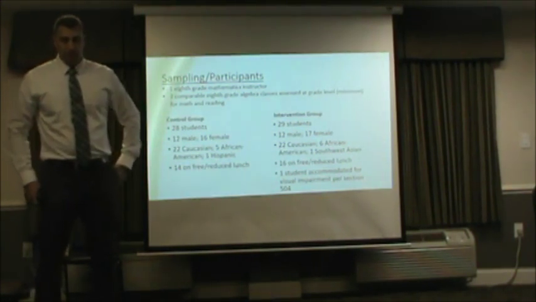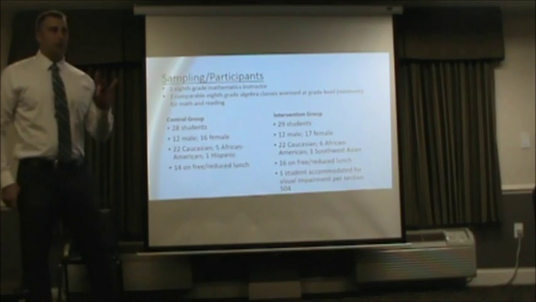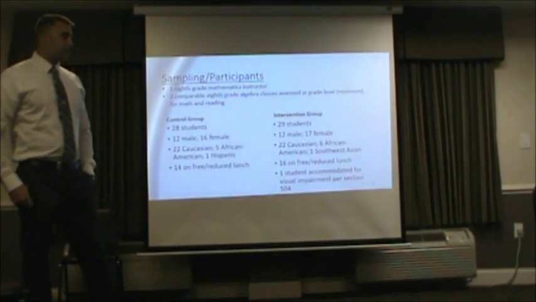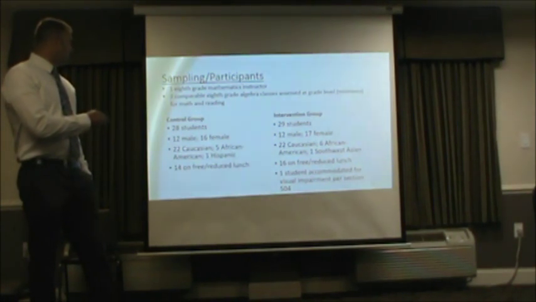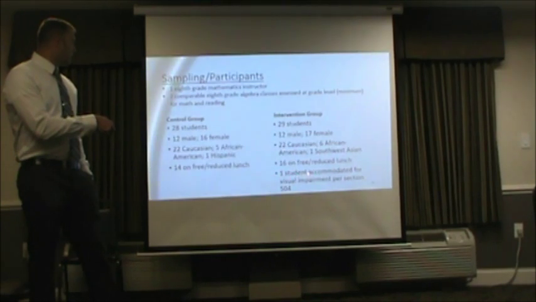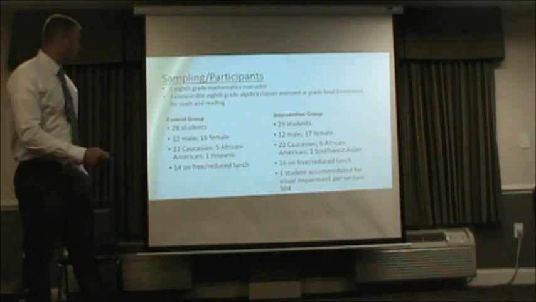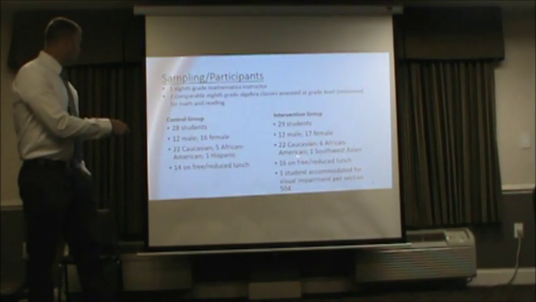Also, we have the sampling of participants for the study itself. 2 classes. My 8th grade Algebra 1 class. That was 5th hour and 6th hour. They are comparable in size, an equal distribution between the 2 groups. 28, 29, 12 male, 16 female, 12 male, 17 female. Almost equal distribution among the ethnicities. And we have 1 student who is on accommodation for 504 for visual impairment. And I apologize, also comparable numbers for previous lunch.